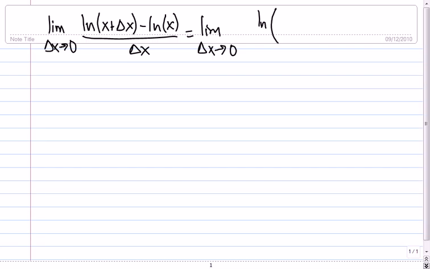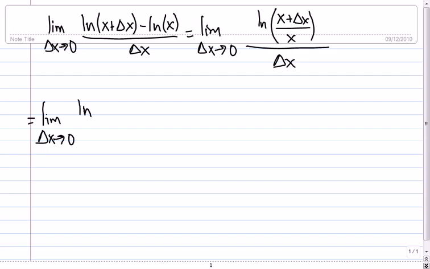And it looks like this. Okay, so that was one of the log laws that we talked about. Hopefully it's still semi-familiar to you. And it's going to be more convenient for you to see where this starts to come from if I rewrite that fraction. Instead of having that fraction, I'm going to rewrite it as the natural log of 1 plus delta x over x.